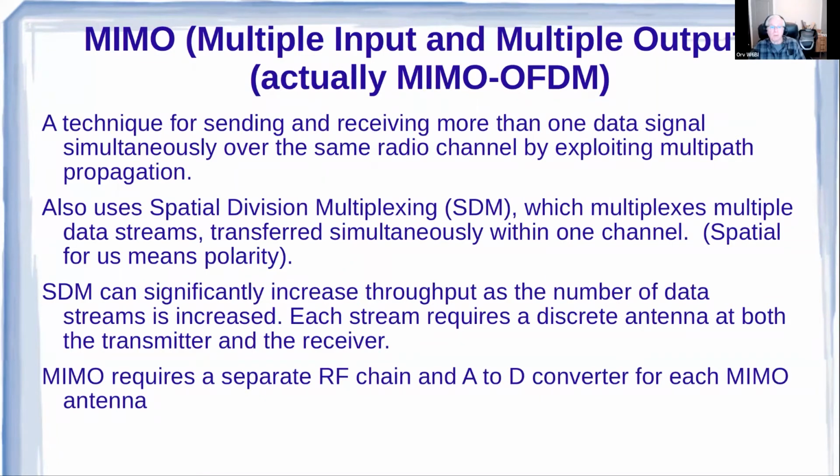Obviously, you need a separate transceiver and A to D converter for each antenna. And all the gear we use is dual chain. That means there's 2 transceivers, 2 converters, and 2 antennas.